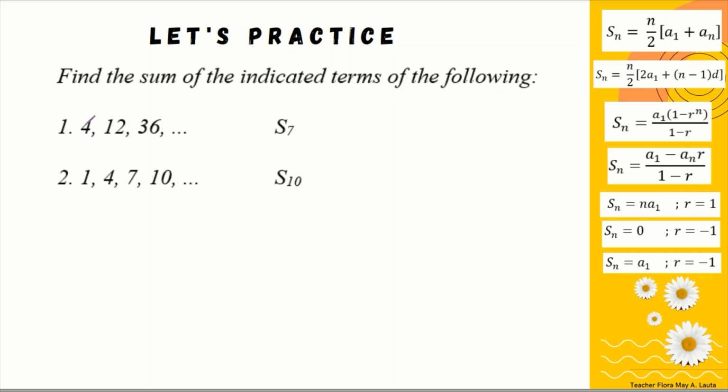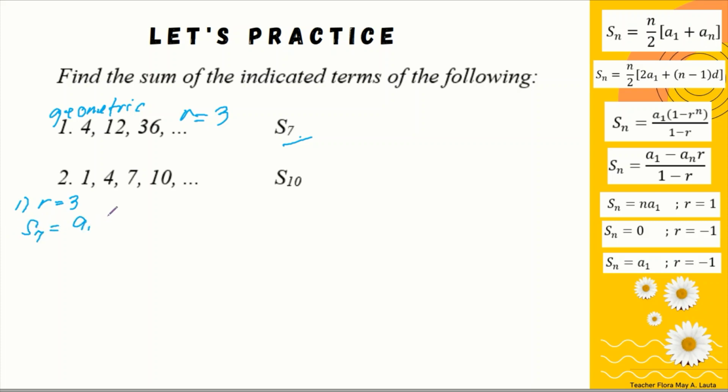So we have number 1: 4, 12, and 36, and then we need to find the sum of the first 7 terms, or S sub 7. Okay, so as you notice, 4, 12, 36, this one is geometric, and our r is equal to 3, right? So 4 times 3, 12 times 3, 36. So let's solve. Number 1 is with r equal to 3.